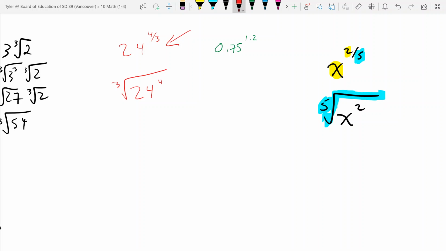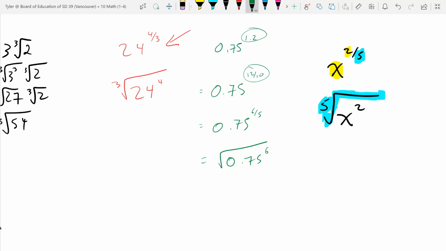We can also do something like this one, 0.75 to the power of 1.2. We're going to rewrite that 1.2 as a fraction rather than a decimal. So 0.75 to the power of 12 over 10. That's the same thing. And then I'm going to reduce this because it's ugly. 12 over 10 is 6 over 5. Cool. So now 0.75 doesn't change with the 6, and then we have a fifth root here. And that's the basics. There's one more example I wanted to do, I think.